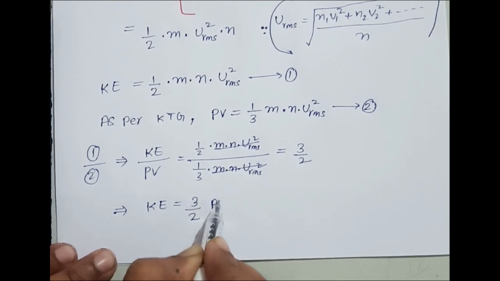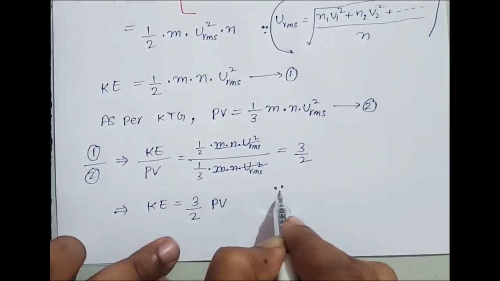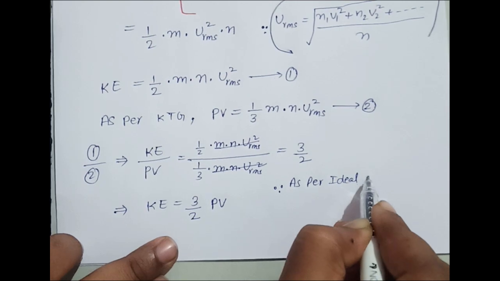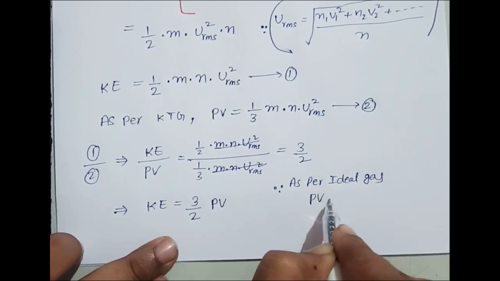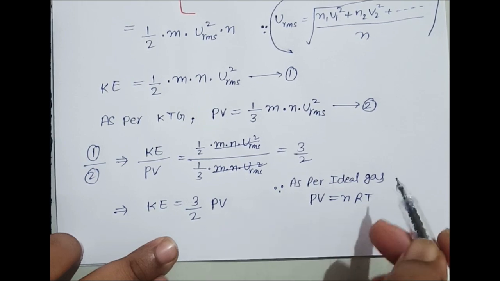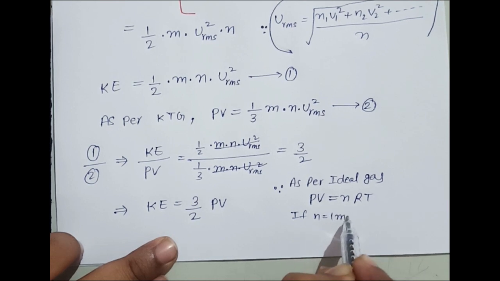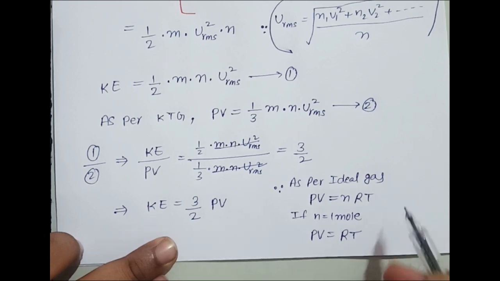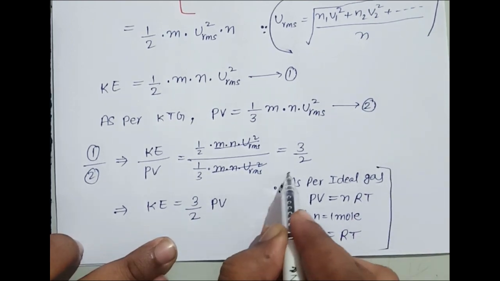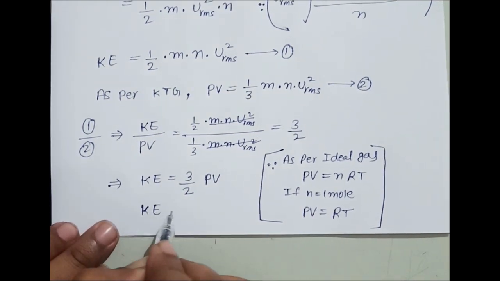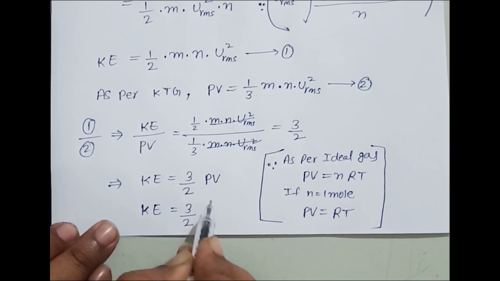3 by 2 PV. But what we know, as per the ideal gas equation, PV is equal to nRT, where n is the number of moles. If n is equal to 1 mole, what will come? PV is equal to RT. Can we say like this? PV is equal to RT. Now this value I am going to substitute over here. So kinetic energy KE is equal to 3 by 2 RT. That is the final expression.